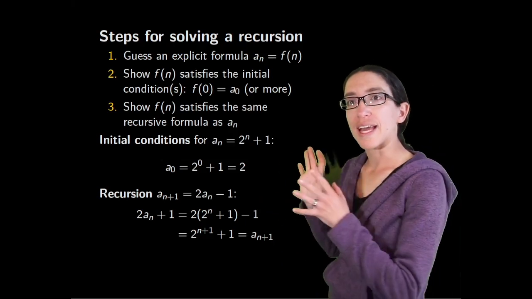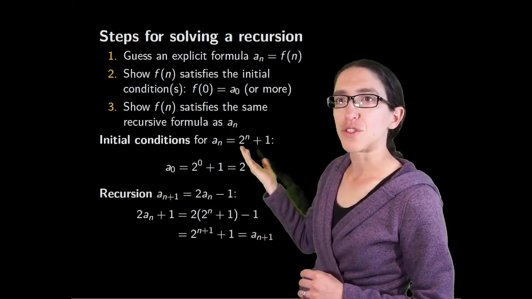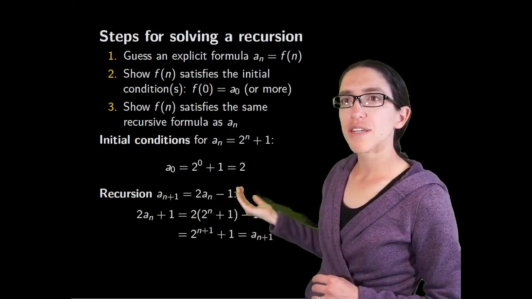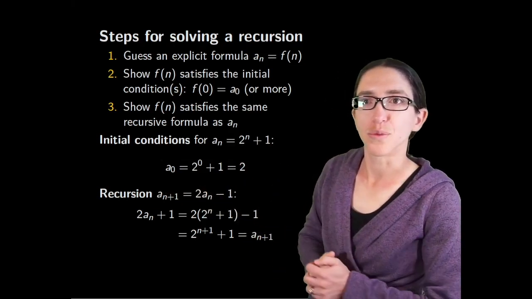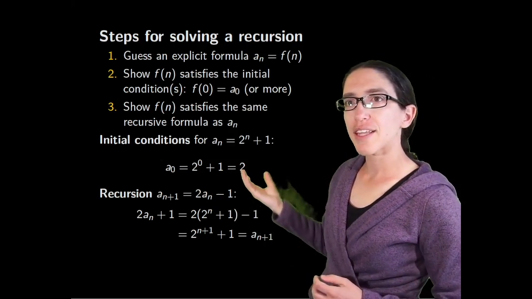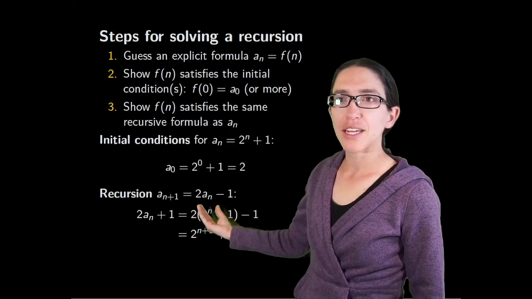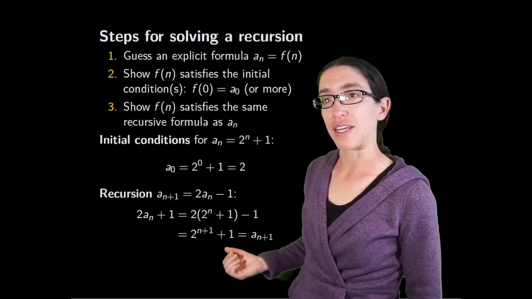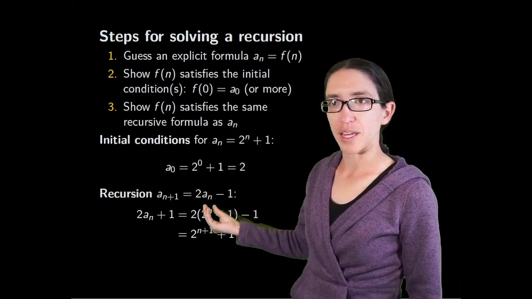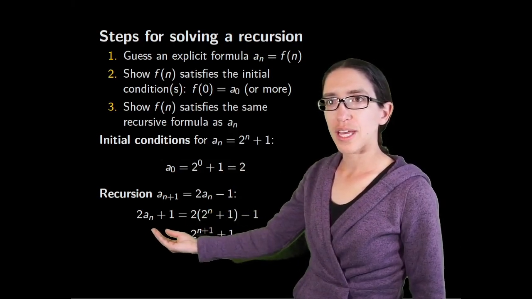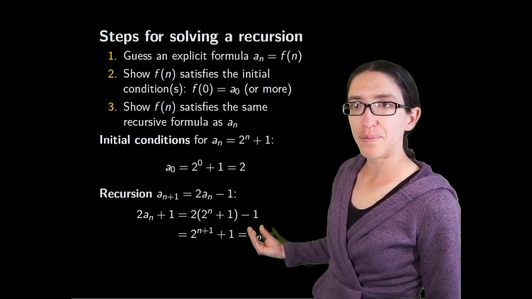So now with that guess, for the initial conditions, we want to check that a_0 equals 2^0 plus 1. Well, we're given that a_0 equals 2 and 2^0 plus 1 is actually 1 plus 1, which is 2. And to check that 2^n plus 1 satisfies this recursion, you want to plug it in on the right-hand side and see if we get the right thing on the left-hand side. So let's plug 2^n plus 1 into 2a_n minus 1 here. So 2a_n minus 1 should be 2 times (2^n plus 1) minus 1.